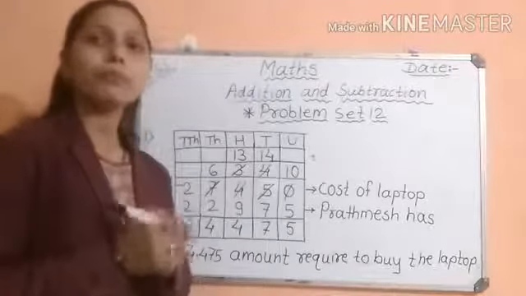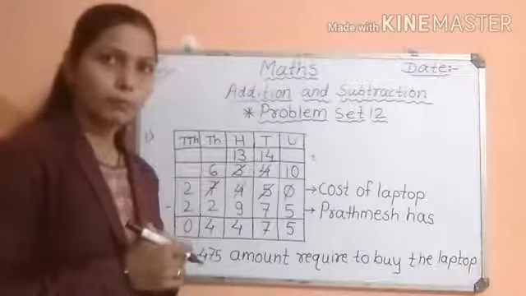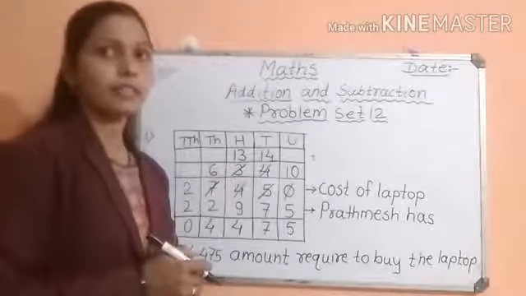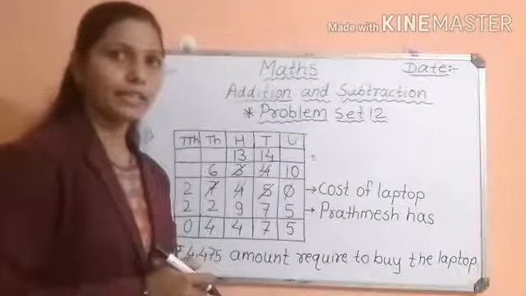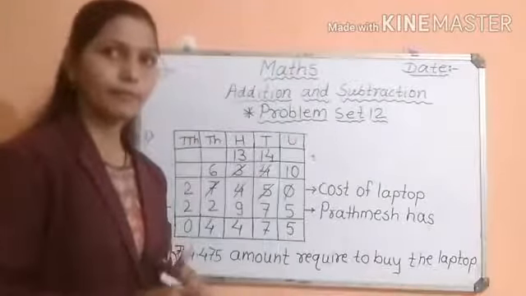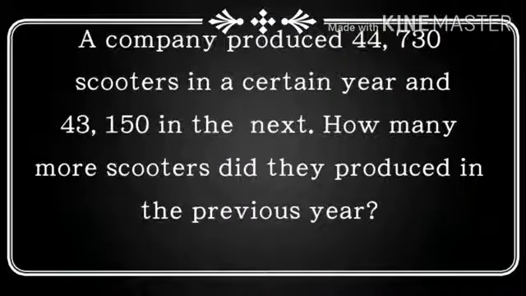Okay, now we will see the next word problem from your problem set. That word problem you have to write in your notebook. A company produced 44,730 scooters in a certain year and 43,150 in the next. How many more scooters did they produce in the previous year?